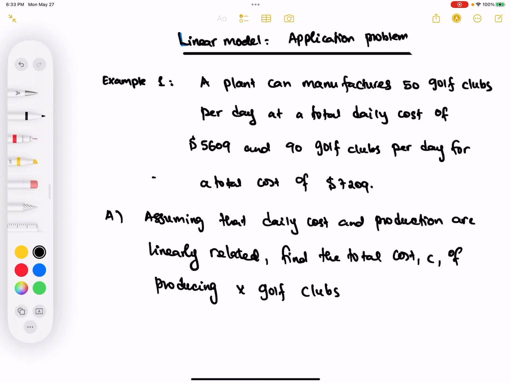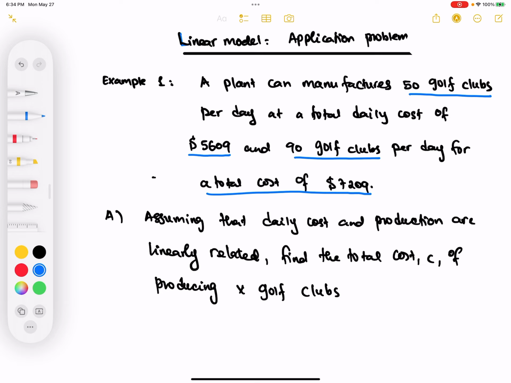All right, let us see linear model. This is an application problem related to linear equations. Example 1: a plant can manufacture 50 golf clubs per day at a total cost of $5,609, and 90 golf clubs per day for a total of $7,209. Now remember, we have 2 points and we can find a slope.